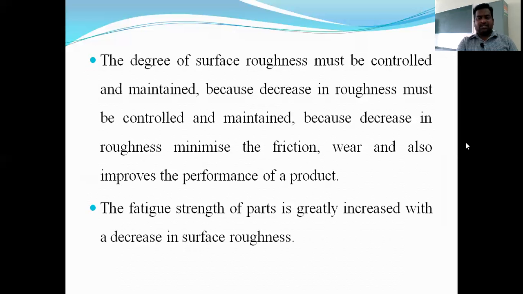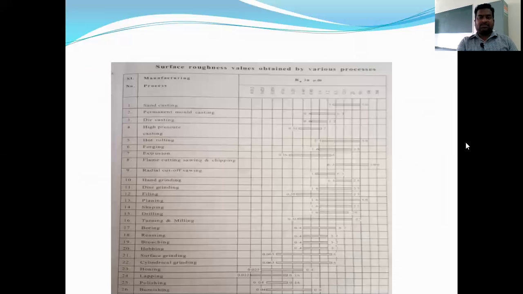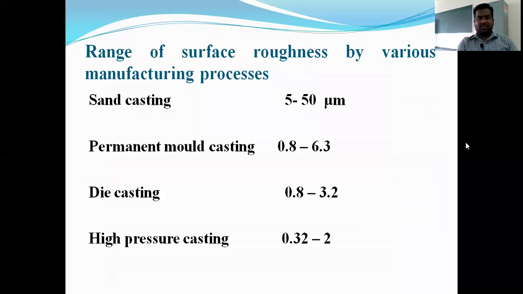So the fatigue strength of parts is greatly increased with a decrease in surface roughness, because the materials are continuously acted upon. For that reason, if we are decreasing the surface roughness, the fatigue strength of the parts also increases, right? So these are some of the surface roughness values. The range of surface roughness by various manufacturing processes: for sand casting, we are getting 5 to 50 microns.